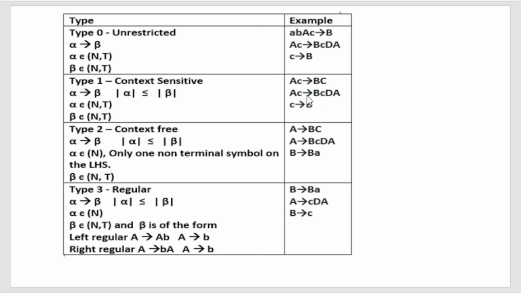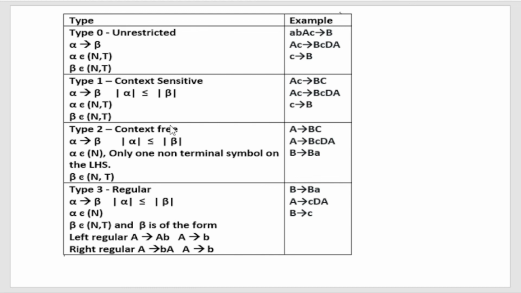Consider the second example: AC derives BCDA. Here the modulus of alpha is 2 and the modulus of beta is 4. Obviously, the modulus of alpha is less than or equal to the modulus of beta.